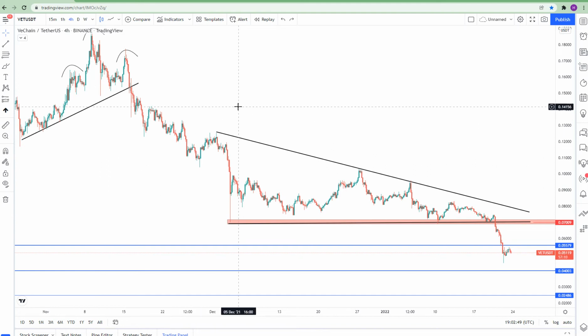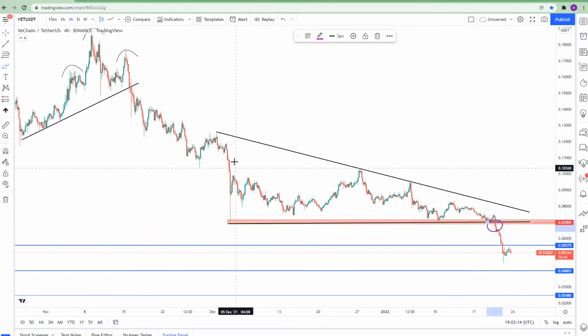And here in this video we are looking at the Vechain 4-hour chart, and I'm going to be showing you the next possible move and how you can take the ride and make money out of this move. So first of all, we can see that the market has broken downside from this major structural level of 0.07.